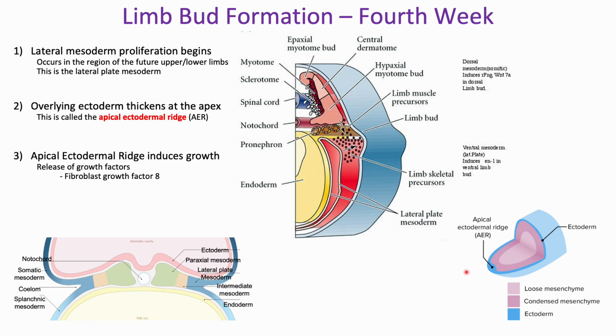Now, what's important to note is that the apical ectodermal ridge is necessary to send growth factors in order for the limbs to elongate. The specific growth factor that you might want to keep up with is fibroblast growth factor 8, or FGF8. Fibroblast growth factor 8 is being released by the apical ectodermal ridge to trigger the mesodermal cells, specifically the lateral plate mesoderm, to elongate and form propagation of the limb buds. All right, so remember we're talking about lateral plate mesoderm here.